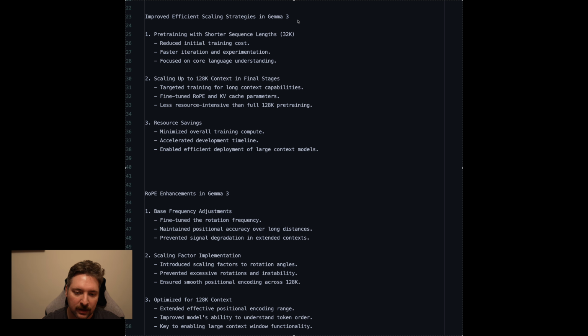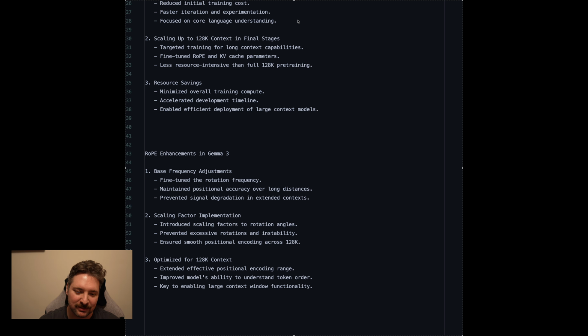So then, okay. Then we have resource savings. They minimized overall training compute, accelerated development timelines, and enabled. This is consultant speak. They cut corners where they could, just like everybody else does. Okay, and then the final one, we already talked about RoPE for a little while, but here we have number one, base frequency adjustments, so fine tuning the rotation frequency. We already discussed that for a little bit, where you have a couple variables that you can play with to kind of, if you think about it with that radio analogy, dial in the signal to make it clearer or fuzzier.